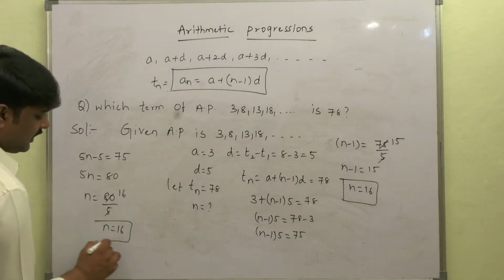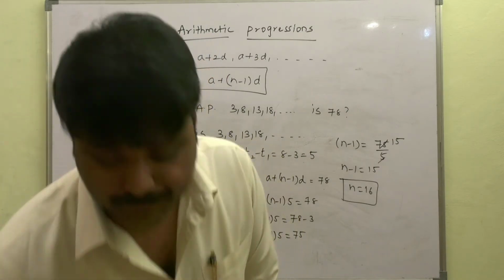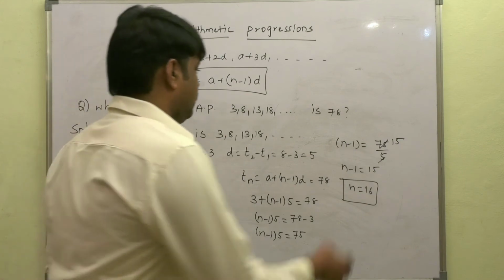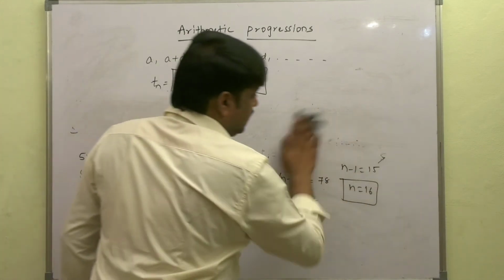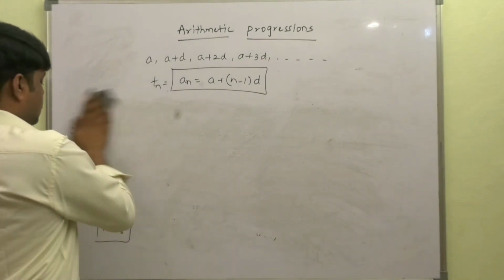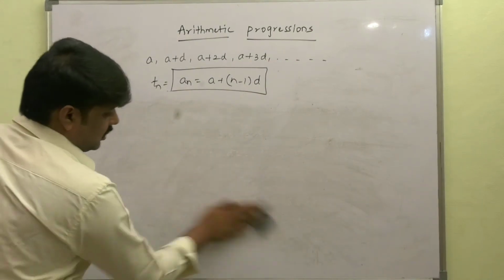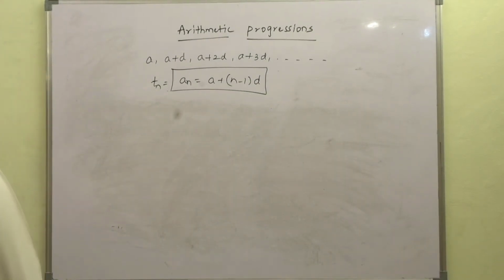In either way we get the same answer. మ్యాథ్లో అంతే, ఎటు నుంచి పోయినా ఒకటే ఆన్సర్ వస్తుంది. అంటే తప్పు చేస్తే రాదు, రైట్గా చేస్తేనే రైట్ ఆన్సర్ వస్తుంది, రాంగ్గా చేస్తే రాంగ్ ఆన్సర్ వస్తుంది. అసలు చేయకపోతే ఏం ఆన్సర్ రాదు. Let us move on to the next question.